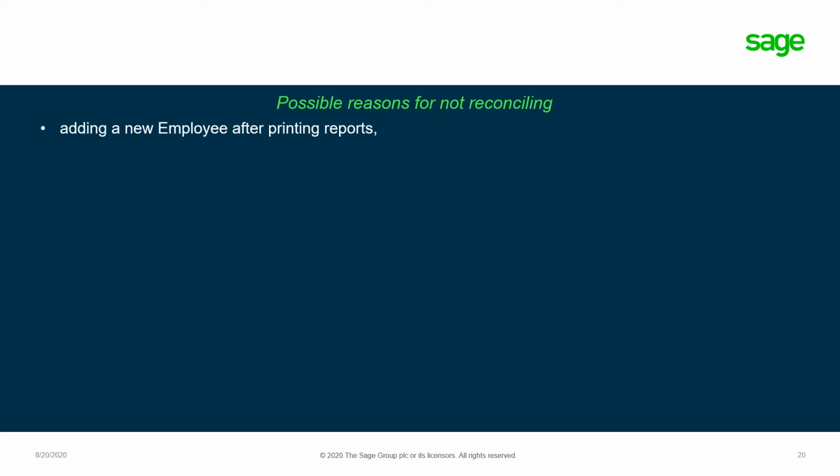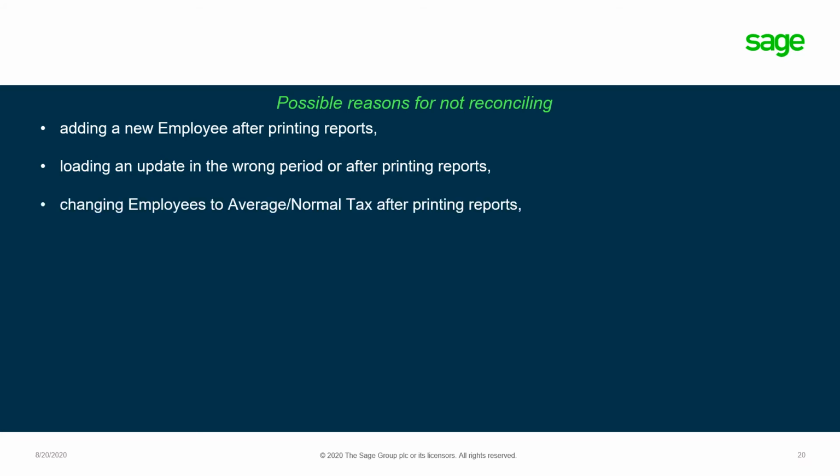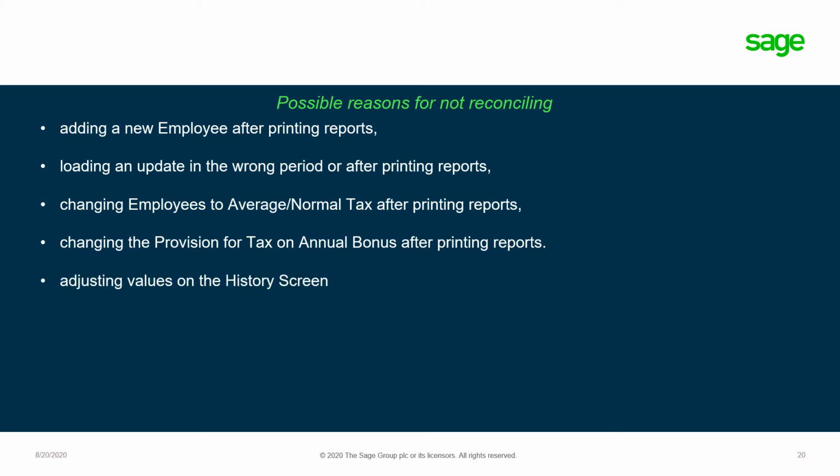adding a new employee after printing reports, loading an update in the wrong period or after printing reports, changing employees to average or normal tax after printing reports, changing the provision for tax on annual bonus after printing reports, adjusting values on the history screen.